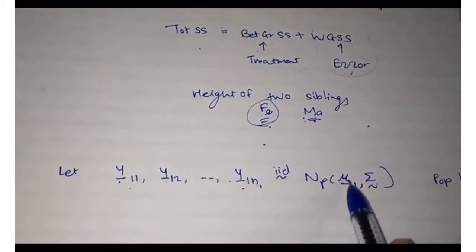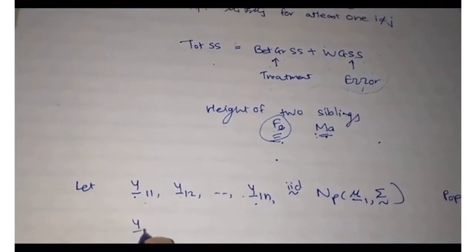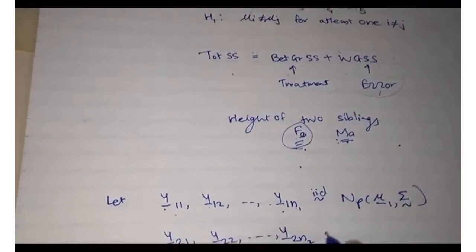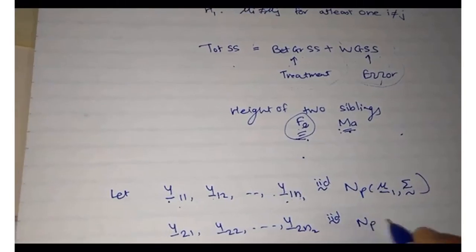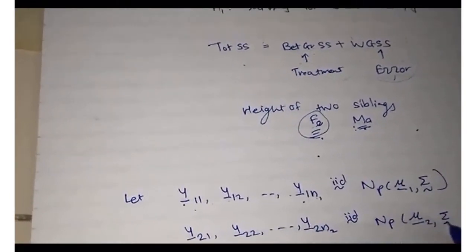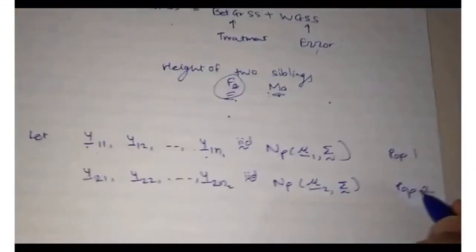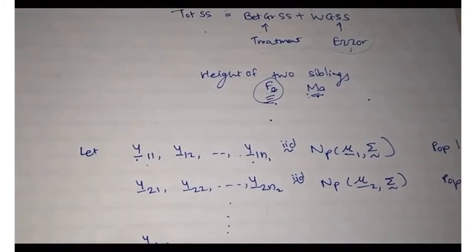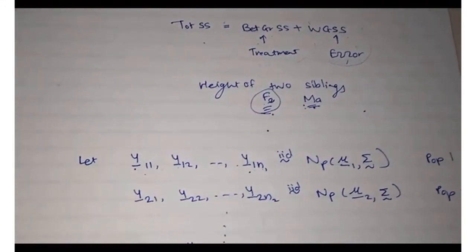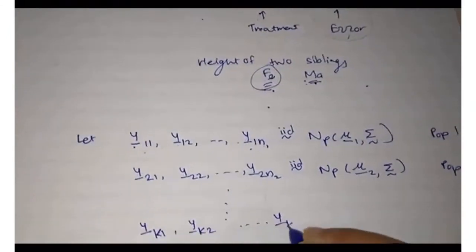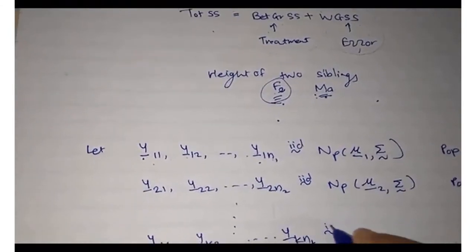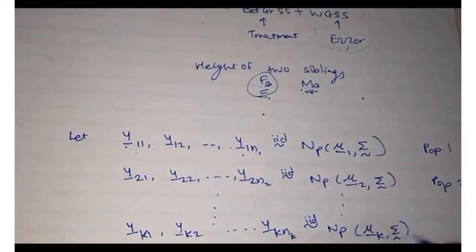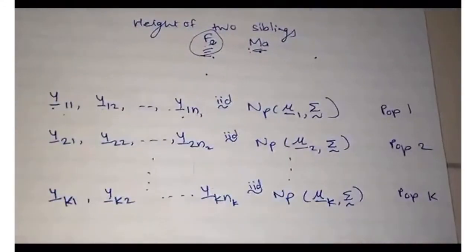My mu1 is also a vector. It is the mean vector of first population. Then I would have y21, y22 up to y2n2 as IID observations coming from N_p(mu2, sigma). So this is my population 2. And in such a manner, I have yk1, yk2 up to yknk. These are IID observations coming from N_p(mu k, sigma). This is kth population.